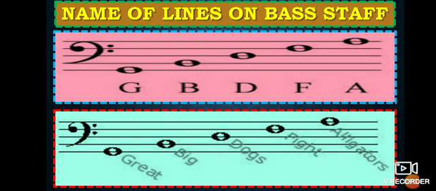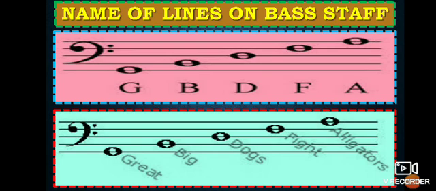Now look at the name of lines of bass staff. The first line of the bass staff starts from G, followed by B, the middle line D, the fourth line F, while the fifth line is A. Just take note that the first line of the bass clef is G. By that, you will be able to ascend and name it. First line G, second line B, third line D, fourth line F, while the last line, which is the fifth line at the top, is A.